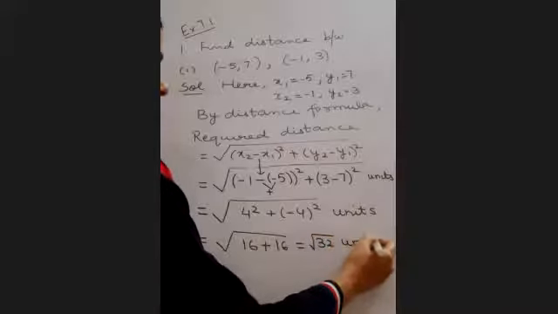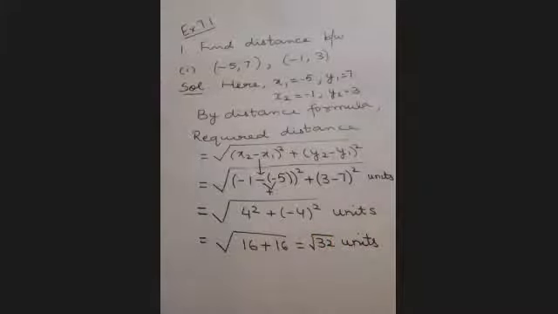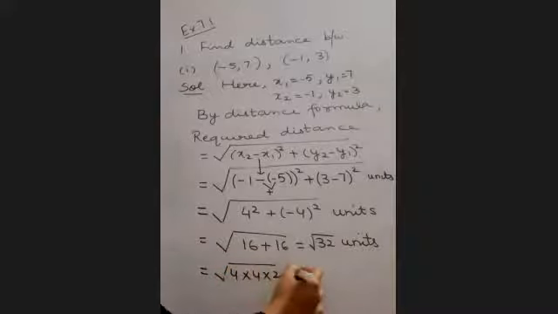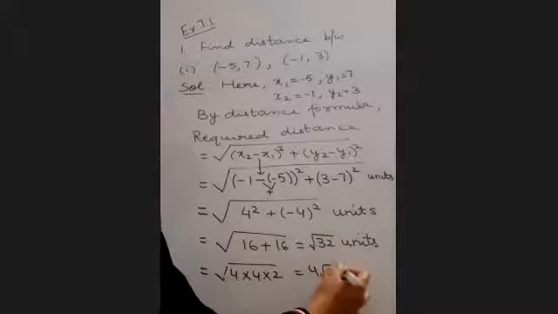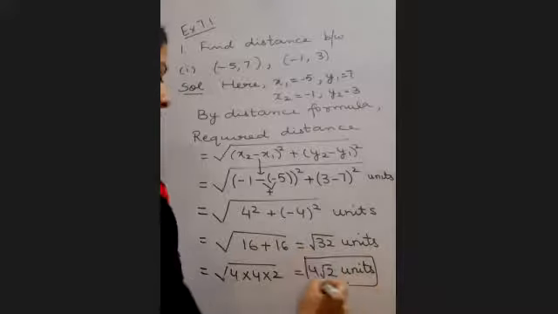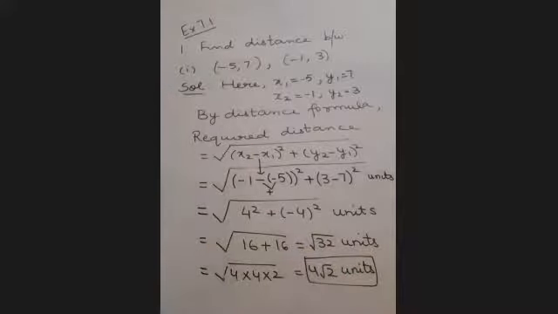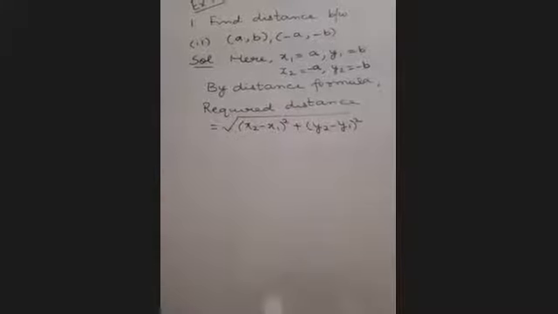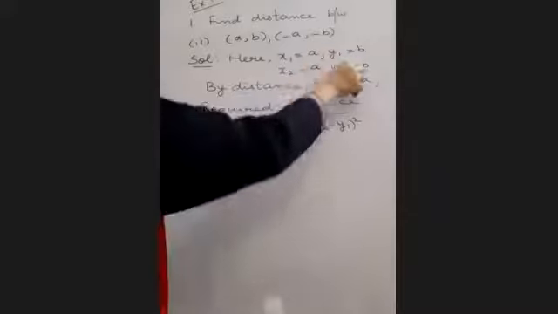Can you put it in simpler form? If you factorize 32, it will be 4 into 4, 16 into 2. So this gives you 4 root 2 units. This is the distance between the given 2 points. Clear? Now take the points A, B and minus A, minus B.